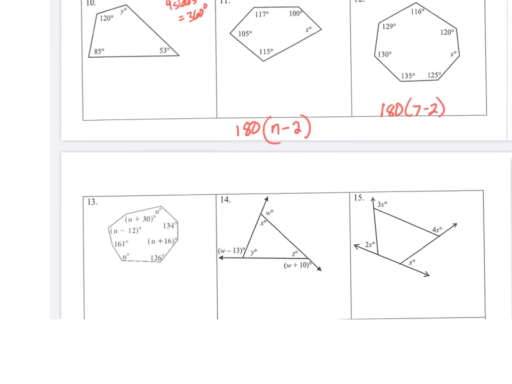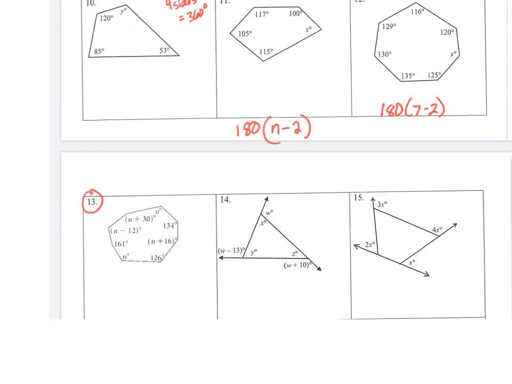Okay. On the bottom here, you're going to do the same thing, but they want you to use algebra for number 13. So this, again, is 1, 2, 3, 4, 5, 6, 7, 8 sides. So what you would do is use our interior sum formula with 8 to get your total sum. And then you're going to have a formula n plus 161 plus these. Really, you could just add up all the numbers, add up all the n's, and that's going to equal whatever your sum is for the octagon.